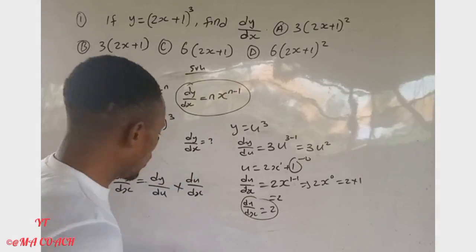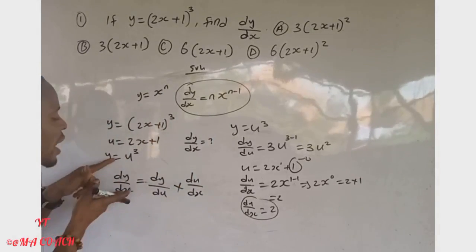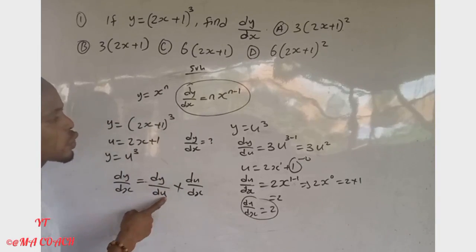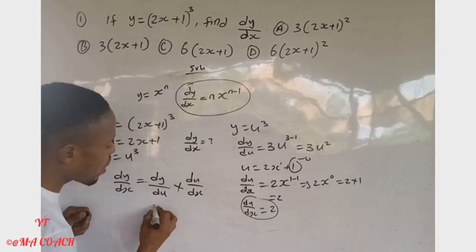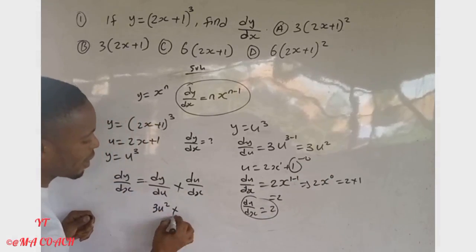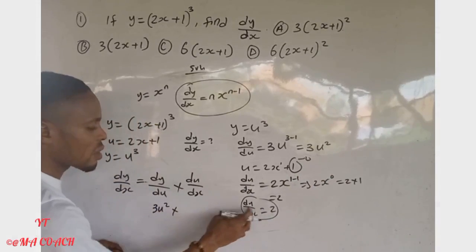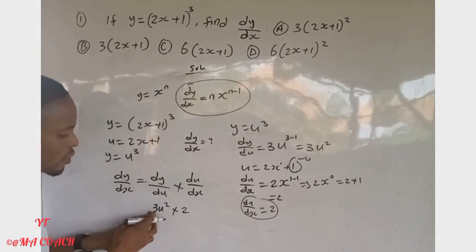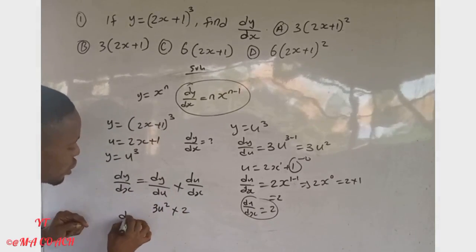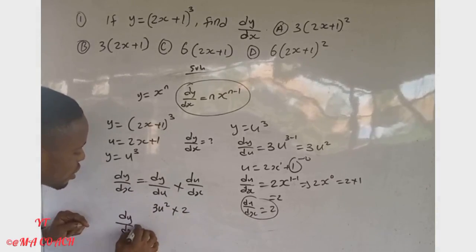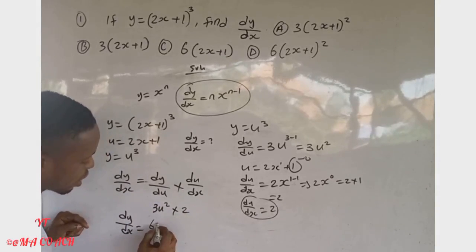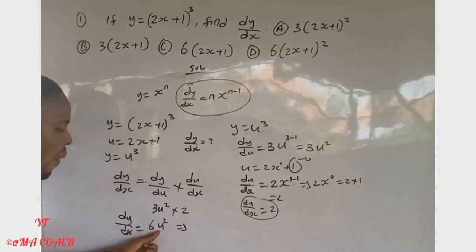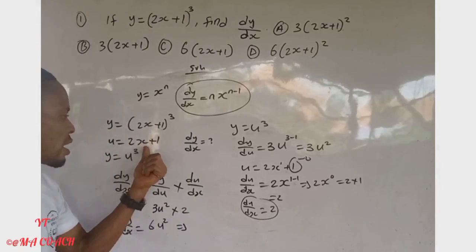So let's put this in to get our dy dx. Now our dy du is equal to 3u squared, multiplied by our du ds, which is equal to 2. So we have 2 here. 2 times 3 is 6. Therefore our dy ds is equal to 6 multiplied by u squared, where u is equal to 2s plus 1.